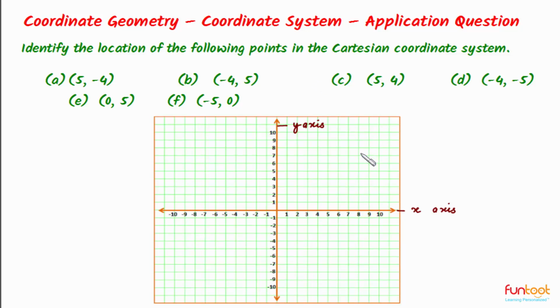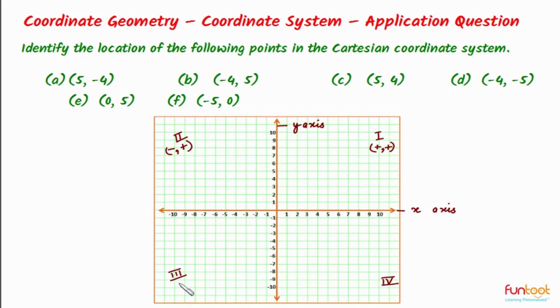For doing this question, first we will number the quadrants. This is the first quadrant, this the second, this the third, and this the fourth quadrant. In the first quadrant, both x and y coordinates are positive. In the second quadrant, the x coordinate is negative, whereas the y coordinate is positive.